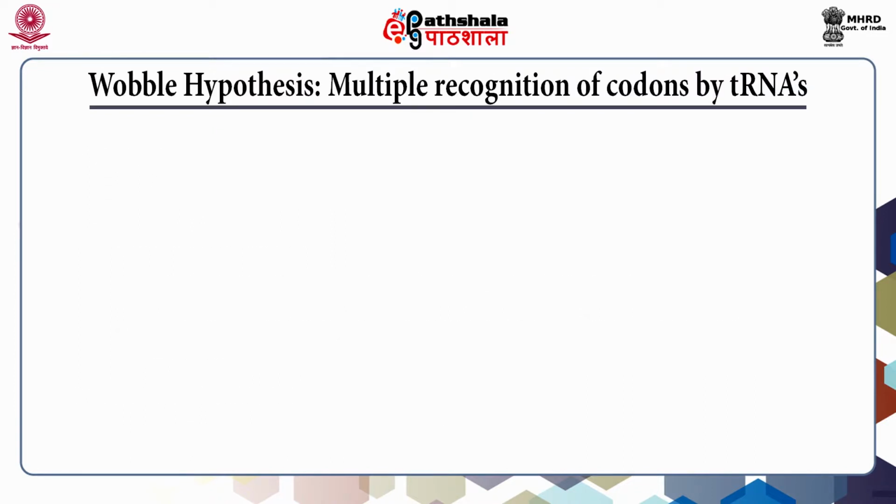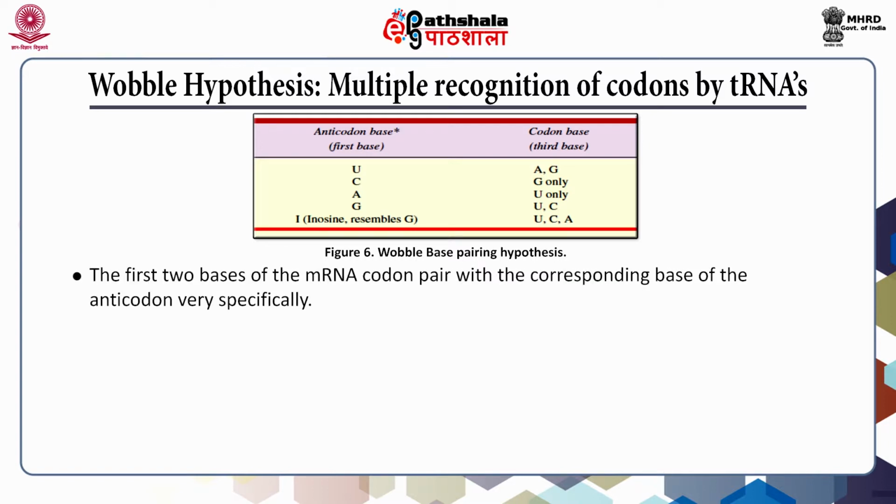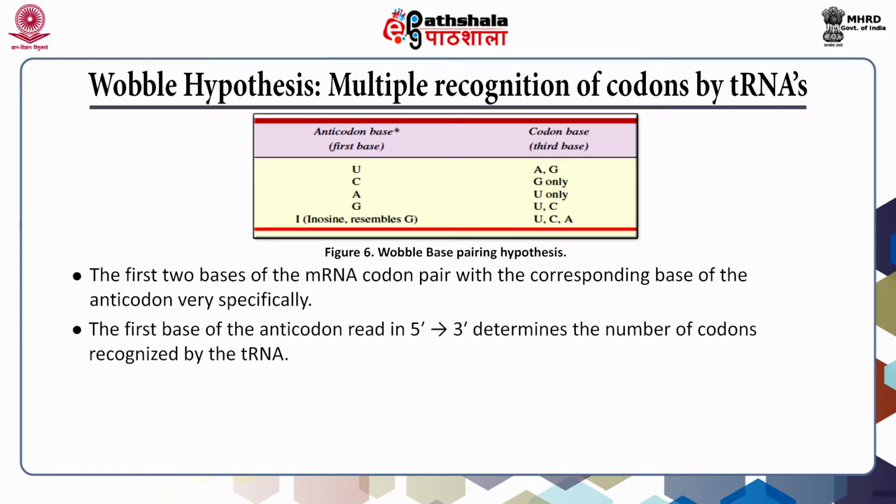Next we will discuss the concept of Wobble hypothesis. Wobble hypothesis explains the multiple recognition of codons by a transfer RNA molecule. According to Wobble hypothesis, the first 2 bases of the messenger RNA codon pair with the corresponding bases of the anticodon very specifically. The first base of the anticodon, read in 5' to 3' direction, determines the number of codons recognized by the transfer RNA.